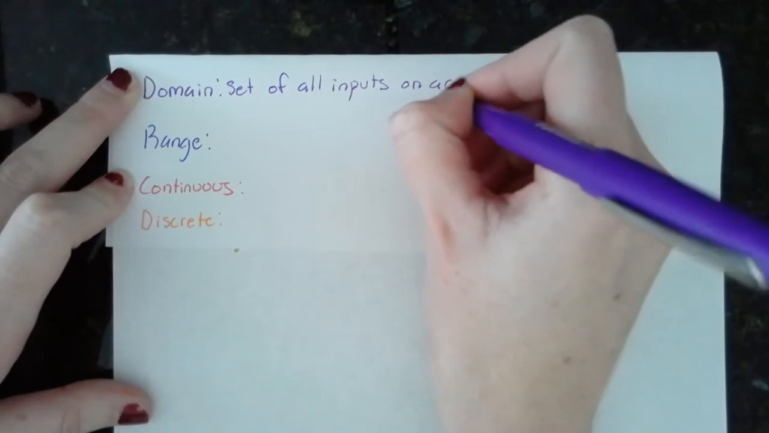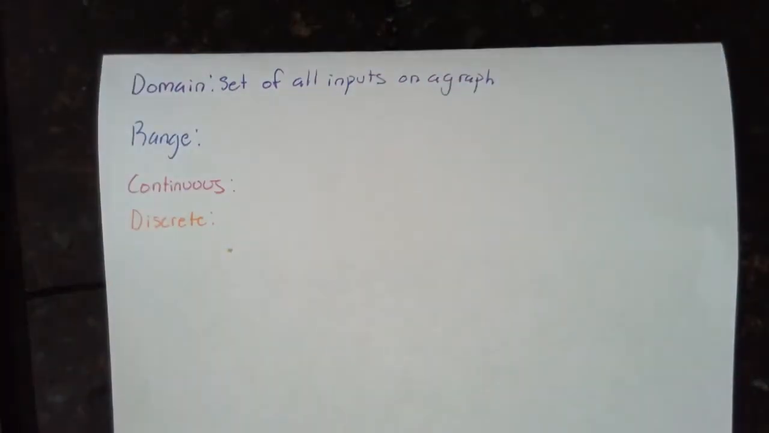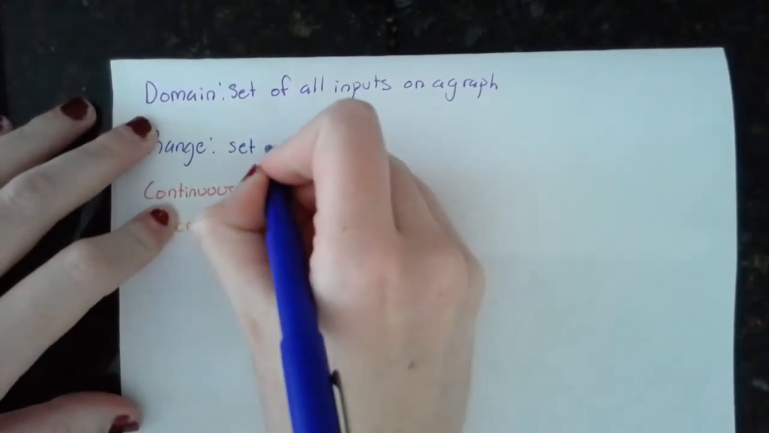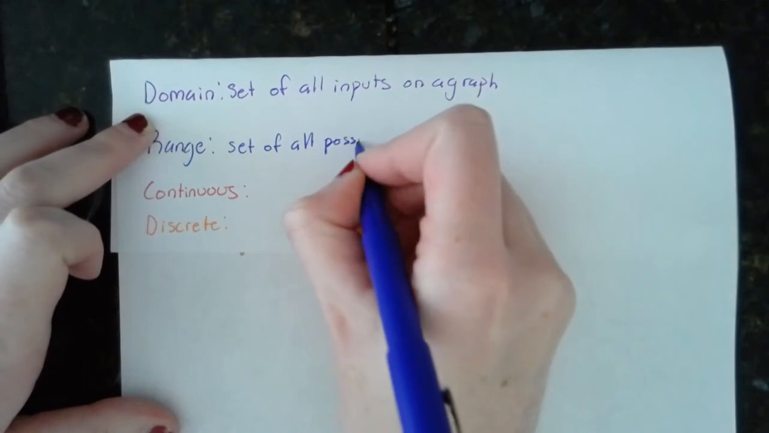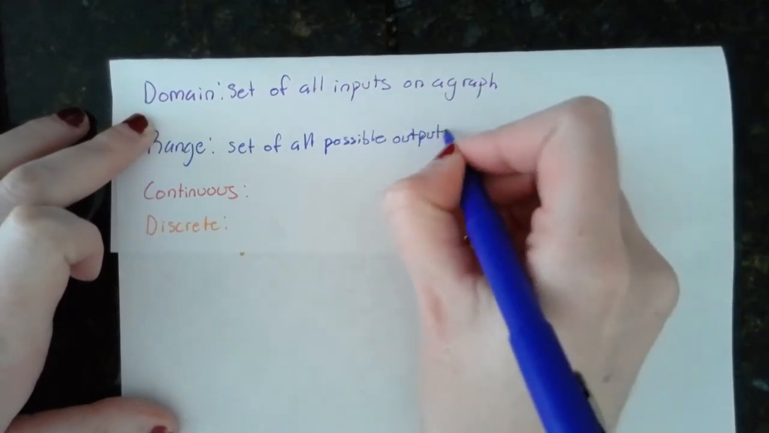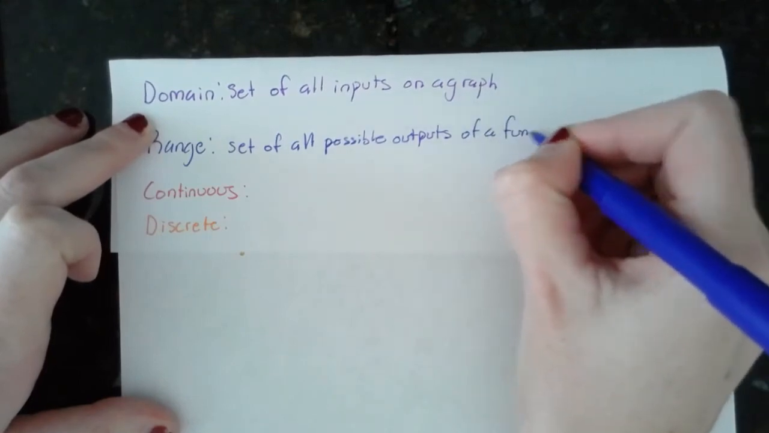And therefore, range is the set of all possible outputs of a function or graph. And so then let me fix the domain one to add function as well.